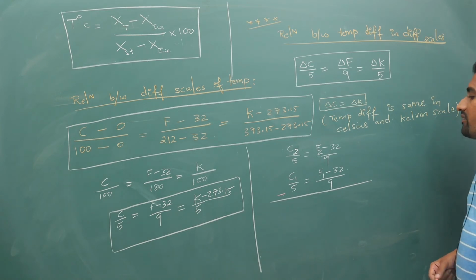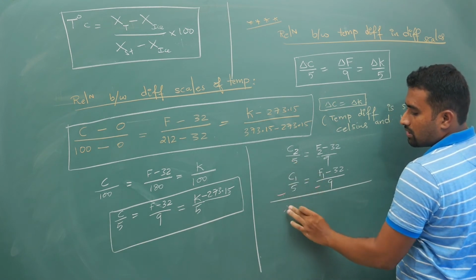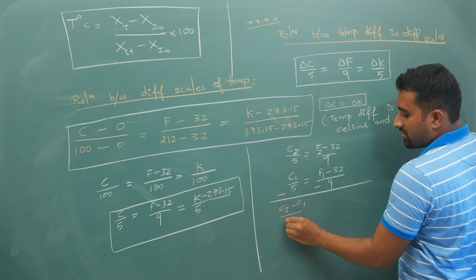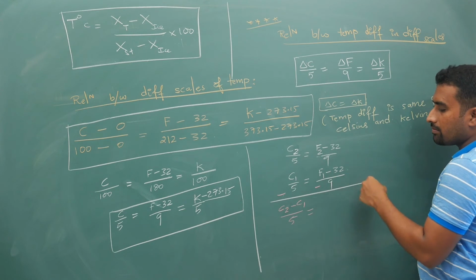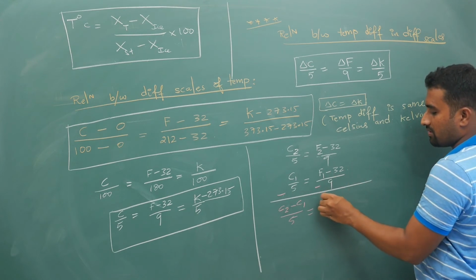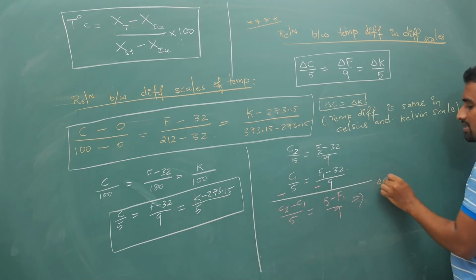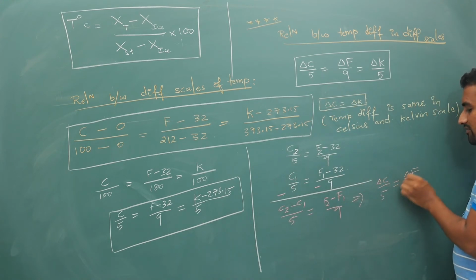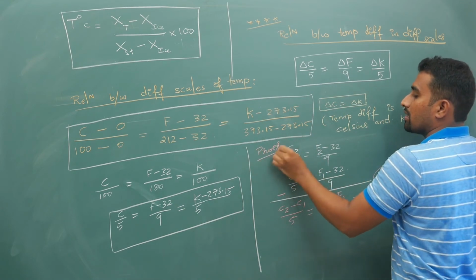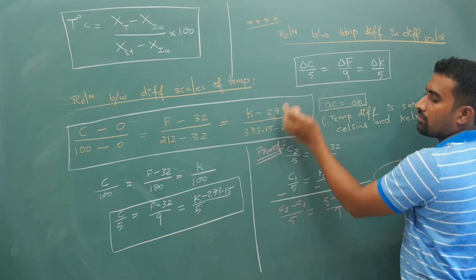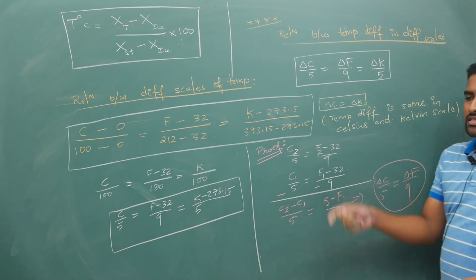So now if you are taking the difference here, C2 minus C1 by 5 is equal to F2 minus 32 minus F1 minus 32 by 9. Denominators are same, the 32 will cancel off. You are going to get F2 minus F1 by 9. So that implies delta C by 5 is equal to delta F by 9. Here I have tried to give a proof of this. How did you get this? From this.